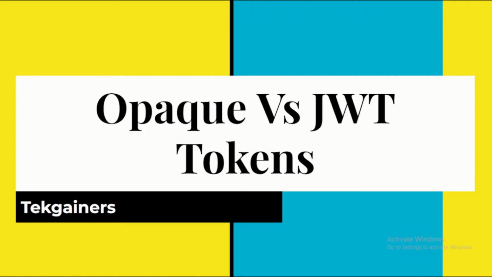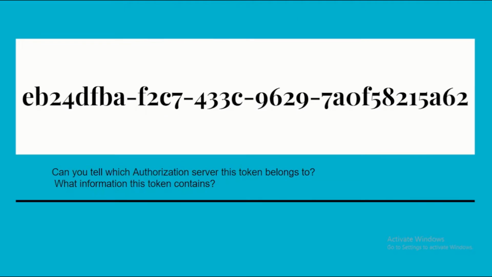In this video, we will talk about opaque and JWT tokens. So let's start. Looking at this token, it's a string literal.